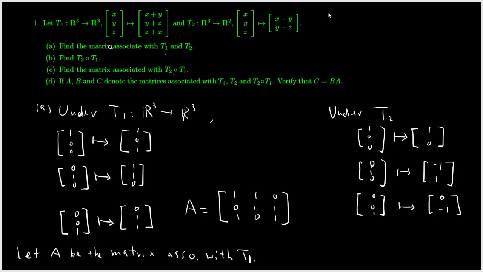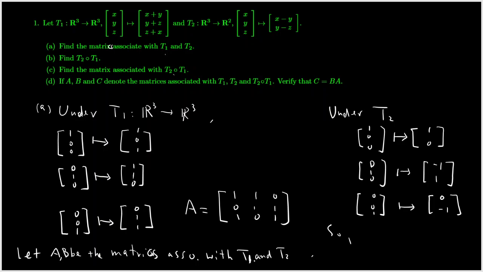Again, let me know if you see anything wrong. Okay. Can squeeze the two things in here. I'm going to use A and B to denote the matrices associated with T1 and T2, respectively. I think you know the meaning. I'm trying to save space here.